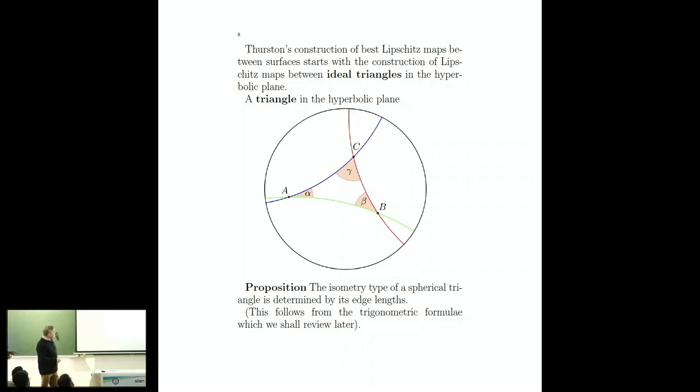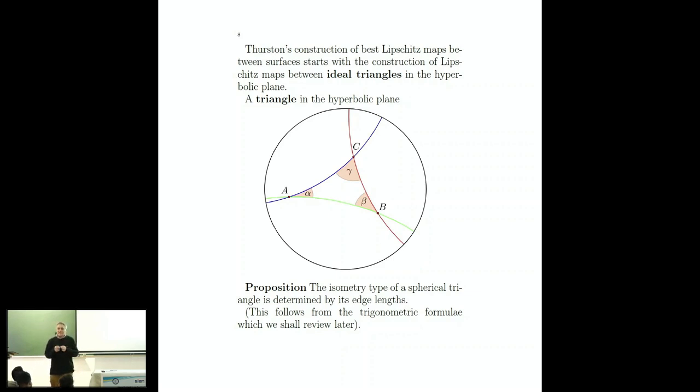The isometry type of this triangle is determined by... this is very easy. This is like in Euclidean geometry. This is not what I meant when I wrote this, I will tell you.